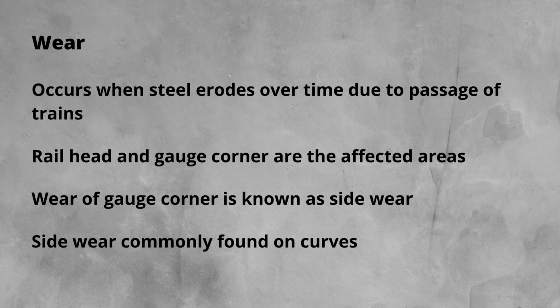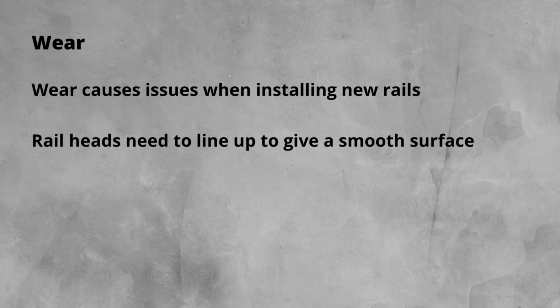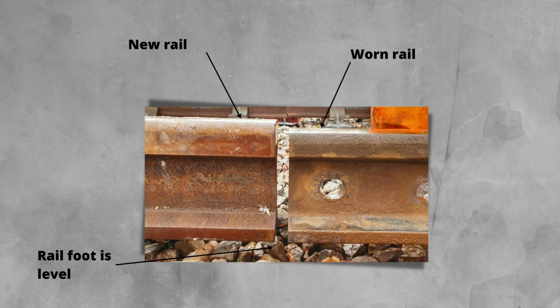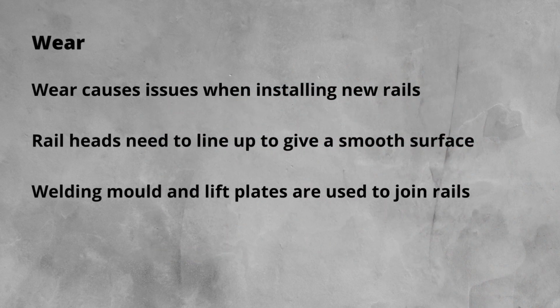As well as the obvious issue that the rail is being worn away, wear causes issues for maintenance teams trying to install new rails. Where the rails are very worn, getting the head to line up with that of the new rail to give a smooth running surface becomes difficult. Welding moulds have been developed to allow welding between old and new rails, but only up to a certain level. For jointed track, lift plates are used. These lift the old rail to avoid a step.